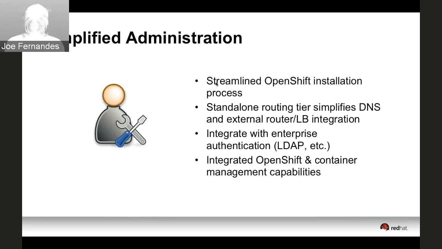But we'll also be working on Puppet modules and alternative deployment mechanisms. So whatever you want to use to deploy, you'll be able to. We don't impose anything on that. As I mentioned, the separate routing tier should greatly simplify integration into DNS and external routing infrastructure. You'll still be able, as an administrator, to integrate with your enterprise auth systems. And then we'll have a full set of admin APIs, a much richer set than what you saw in V2, so you can manage at the API level.